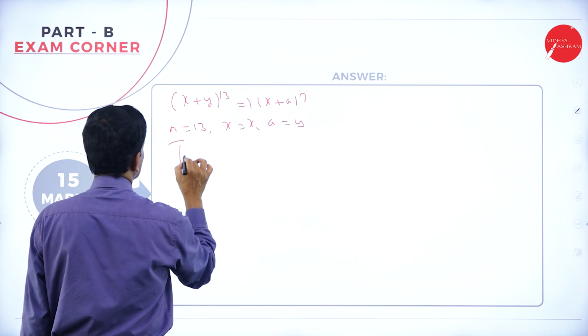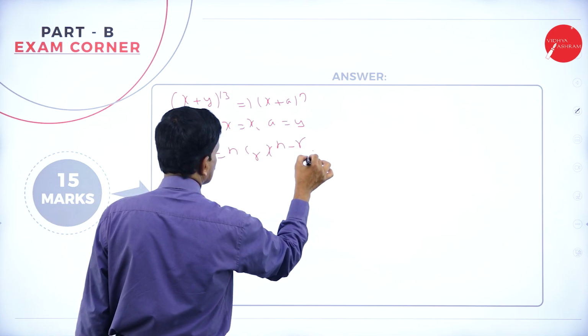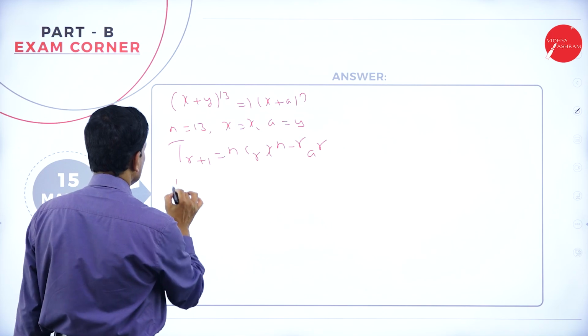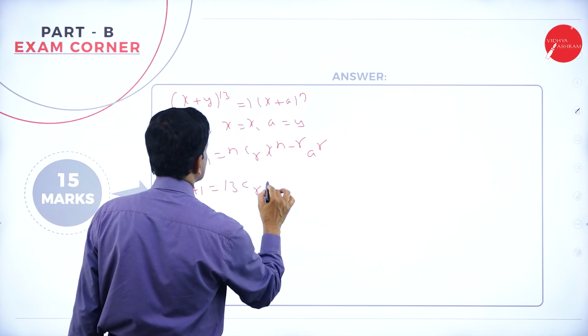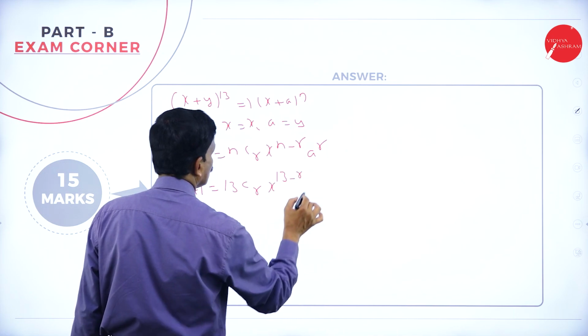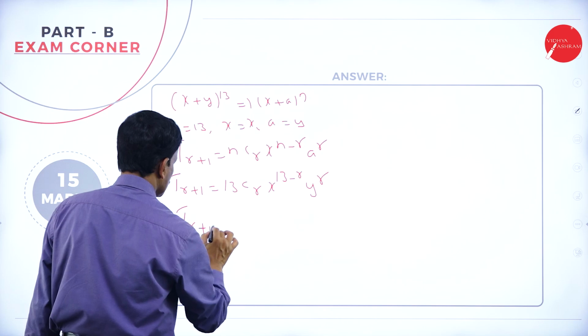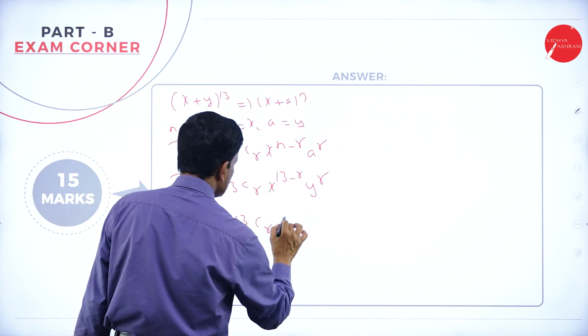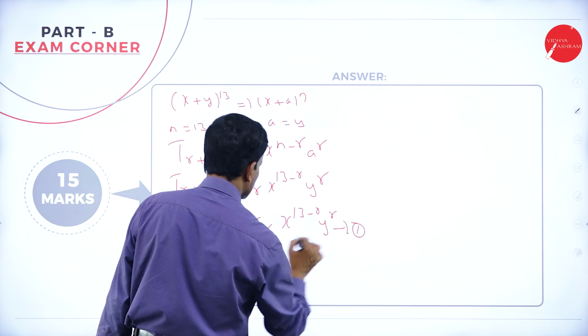What is the nth term? Tr plus 1 is equal to nCr x raised to n minus r into a to the power of r. So, Tr plus 1 is equal to 13Cr x to the power of 13 minus r into y to the power of r. So, Tr plus 1 is equal to 13Cr x to the power of 13 minus r y to the power of r. This is equation number 1.